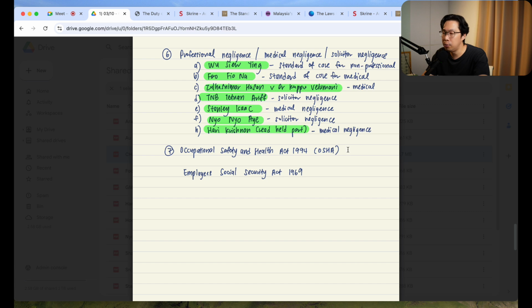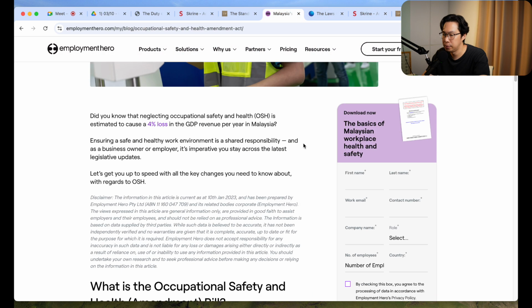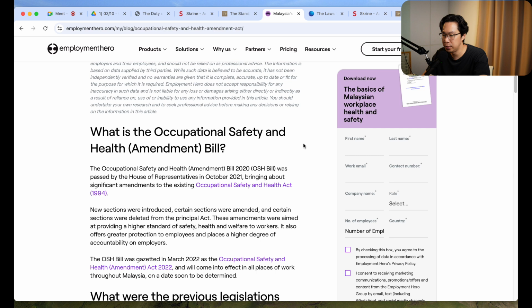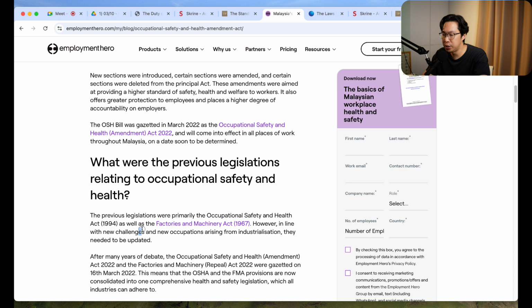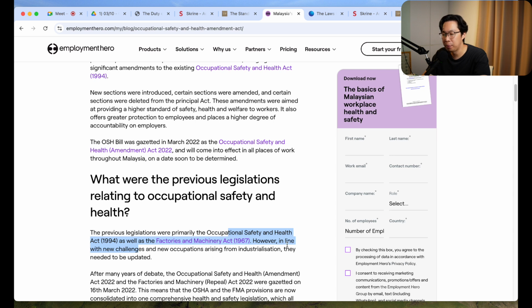Last time, when you read certain books, and I think in your study manual as well, you have this, what act is it? Let me see, what act is it? The old one. Factories and Machinery Act. This is the old one. They have already repealed it. And last time you had the Occupational Safety and Health Act on its own, 1994, and another act called the Factories and Machinery Act. But they repealed it and put this into the Occupational Safety and Health Act, updated it and combined them together. Now everything is called the Occupational Health and Safety Act.